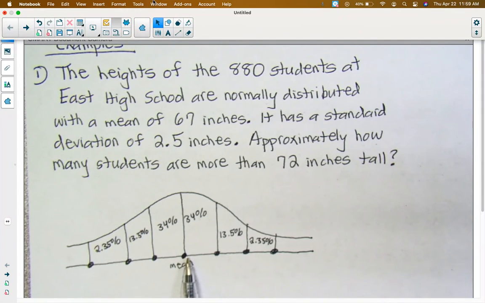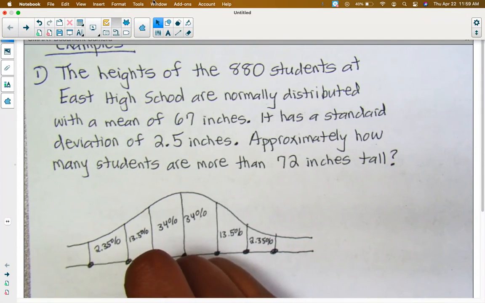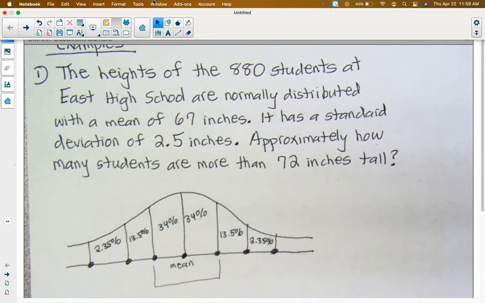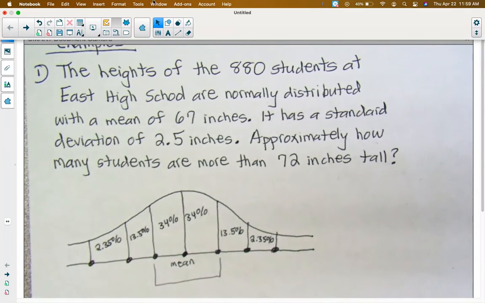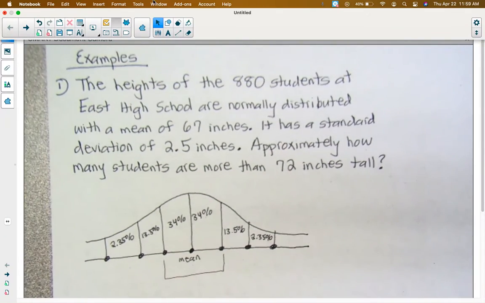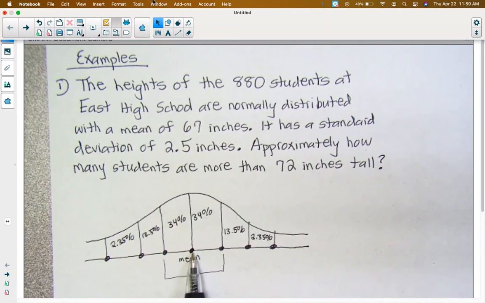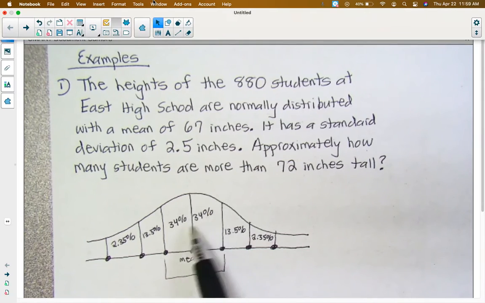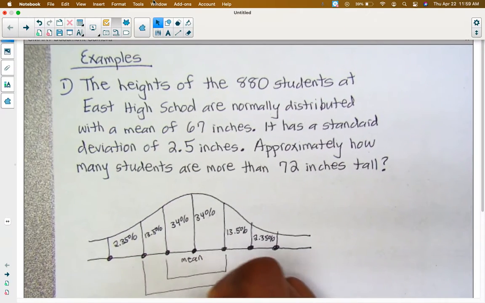Other things that will never change: this will always be plus or minus 1 standard deviation above or below the mean. So whatever your mean is, this will be 1 standard deviation to the left, meaning it will be lower than the mean. And this is going to be 1 standard deviation above the mean. And this will always be 34% on each side, adding together to give me 68%.